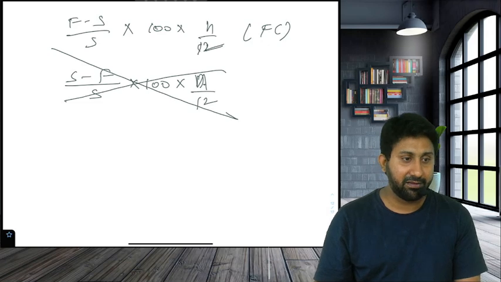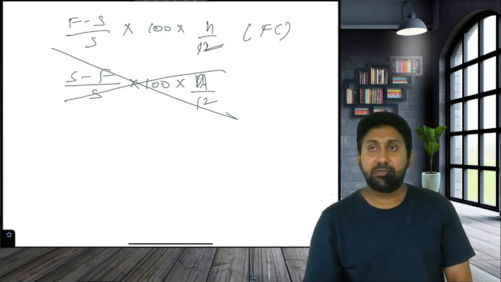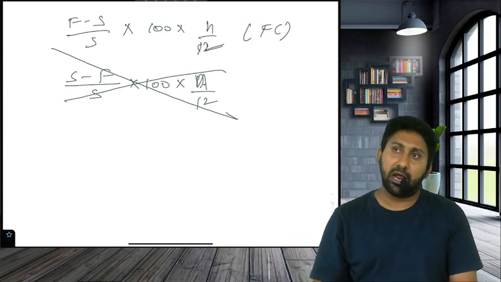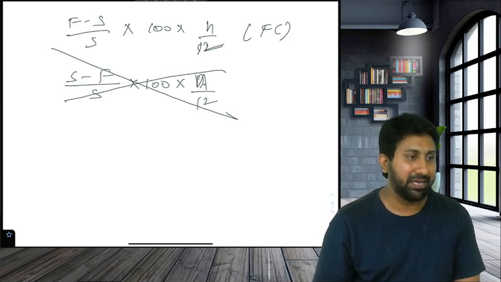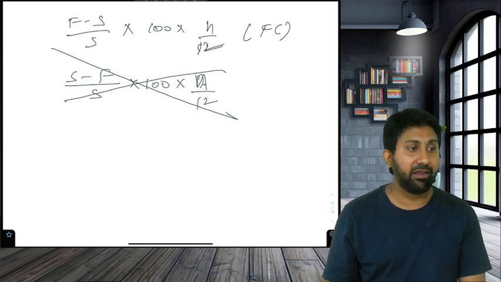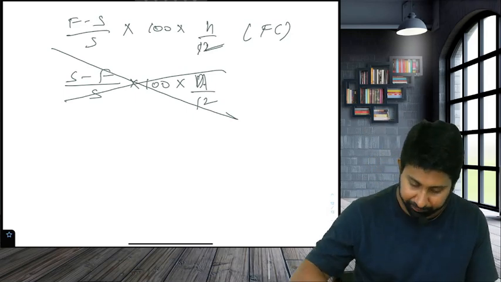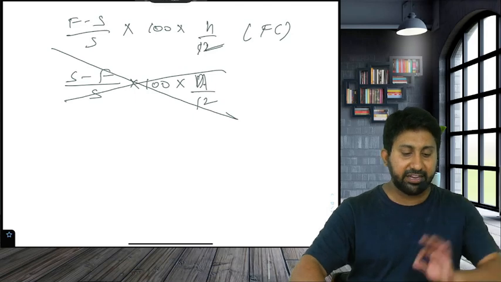Shall I tell you why? See here. S minus f by s into 100 into n by 12. You will get a percentage. But that percentage has no meaning actually. Shall I tell you why? I will explain. See here. What is f minus s?